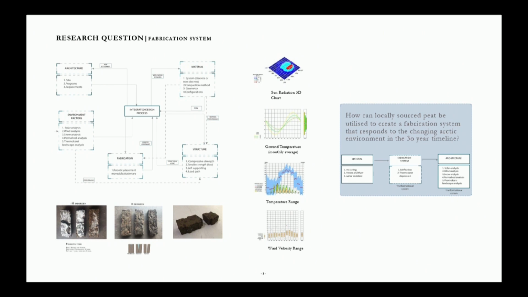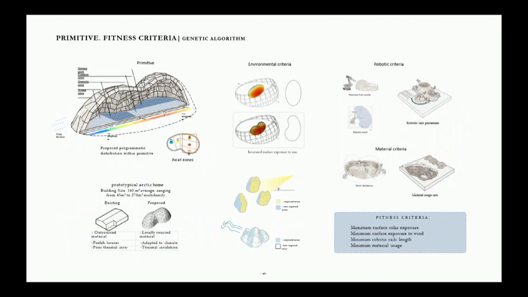The fabrication system we selected was robotic fabrication due to challenges of construction which are currently present in the Arctic, such as dangerous construction and lack of human labor. So we decided to go for a complete housing settlement, which will be adapted to this environmental and social criteria.